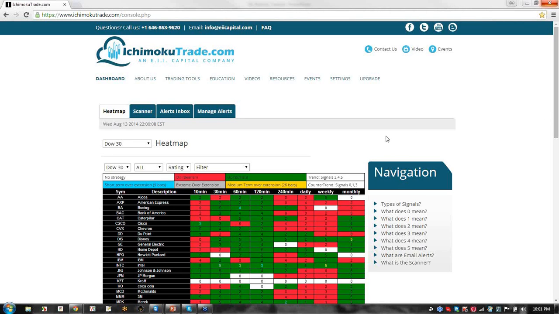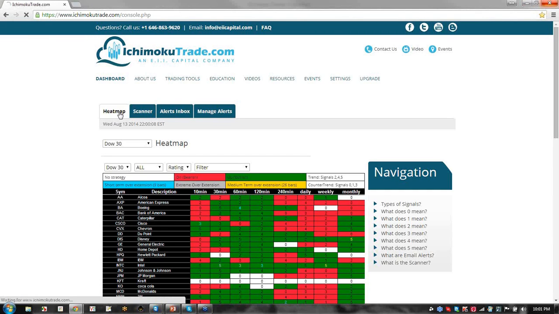Okay? So now let's go through the three products that we have. The very first one I'm going to go through is the heat map, and then the second is the scanner. Now, the difference between the heat map and the scanner: the heat map is real time. The scanner is more towards end of day. Everyone okay with that? Okay, I'm going to show you advantages and disadvantages of both.